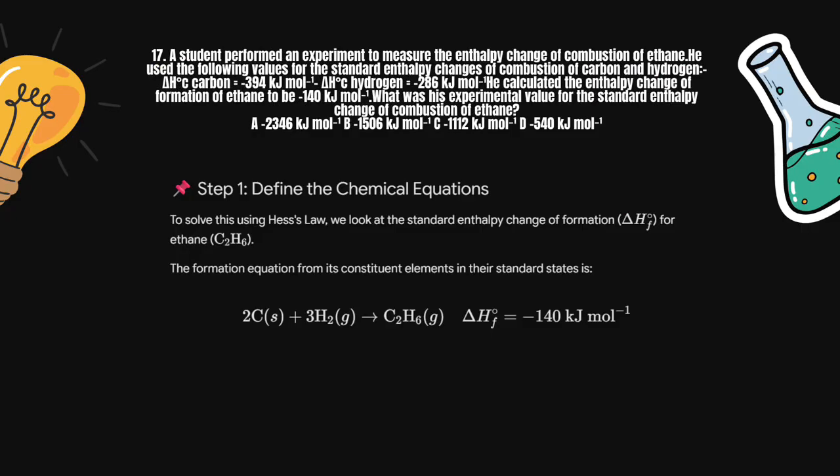Step 1. Let's define our chemical equations to solve this problem using Hess's law. We first look at the standard enthalpy change of formation for ethane. The balanced chemical equation for forming 1 mole of ethane gas from its constituent elements in their standard states is 2 moles of solid carbon plus 3 moles of hydrogen gas react to form 1 mole of ethane gas. The enthalpy change for this step is given as minus 140 kilojoules per mole.